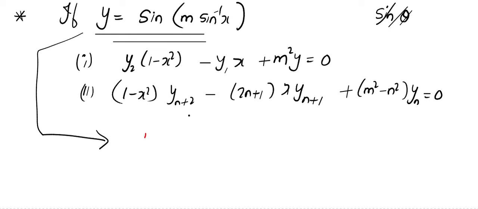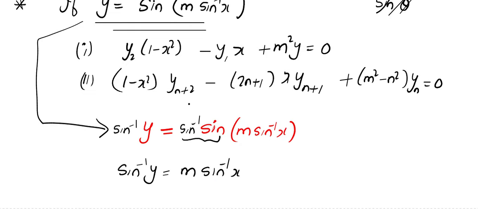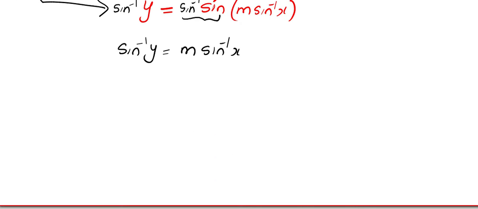Take sine inverse on both sides. Look at this, we are given y is equal to sine the argument m sine inverse x. So what I'm going to do is take sine inverse on both sides. So I get sine inverse y is equal to, this becomes the identity function, m sine inverse x. That's it. Now I'm going to write differentiating throughout with respect to x.